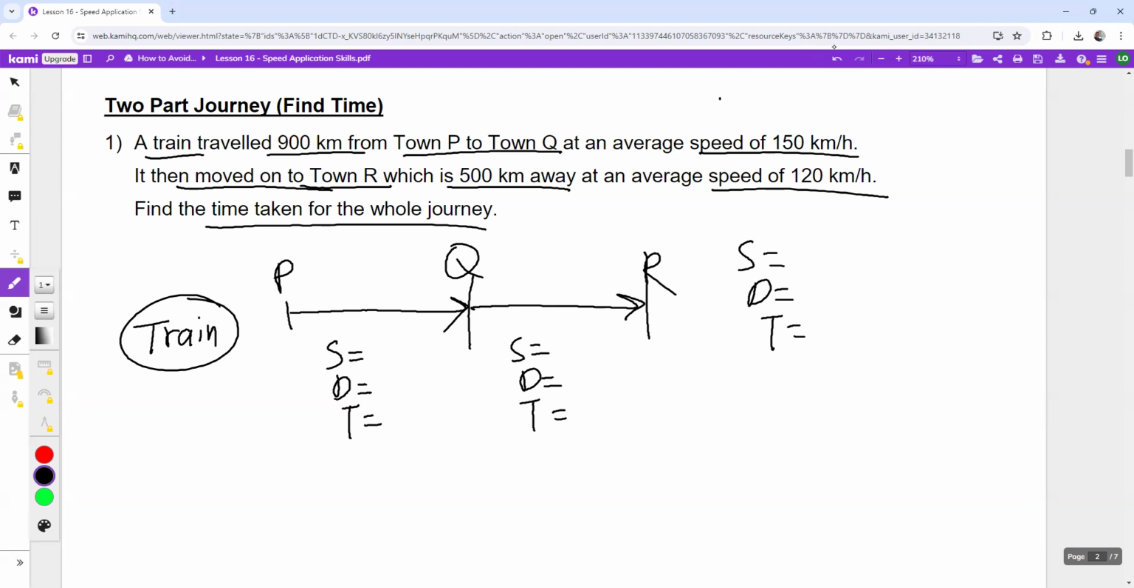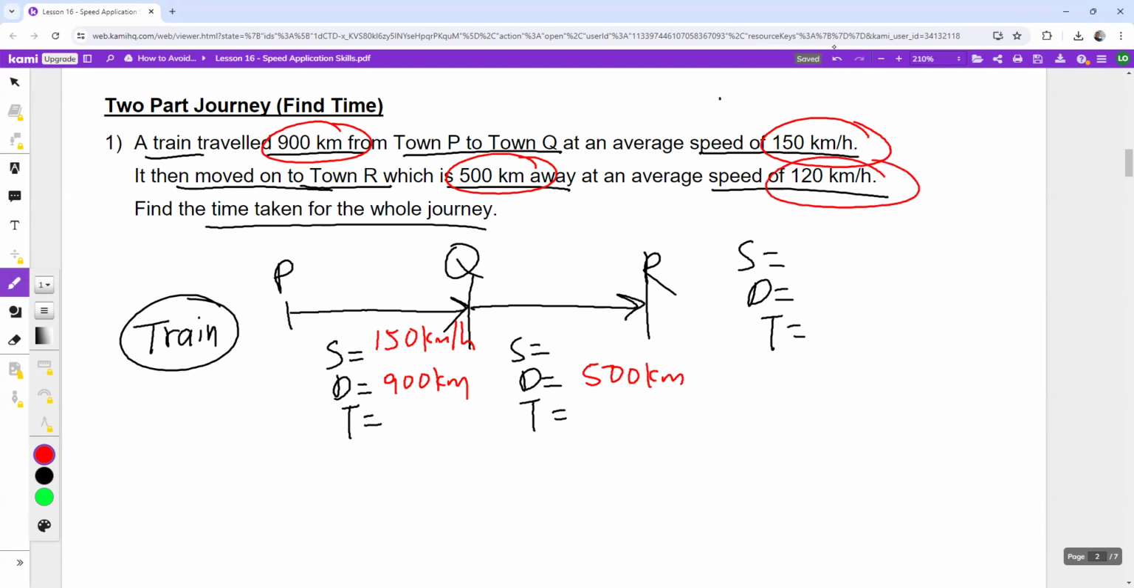So what is the next step that you do? It is to plug the numbers into the model. For example, where do you put 900 kilometers, which is over here? And where do you put the speed of the train for the first part, which is 150 km per hour? And where do you put 500 kilometers, which is the second part of the journey? And where do you put the speed, which is 120 kilometers per hour? And that's your second part. Your next step is to put the numbers correctly in the right places. If you put the numbers in the wrong places, then you will get the wrong answer. Then find the time taken for the entire journey, and your model is done.